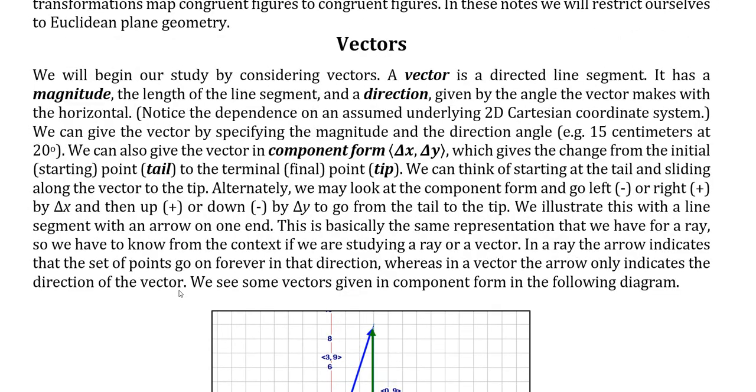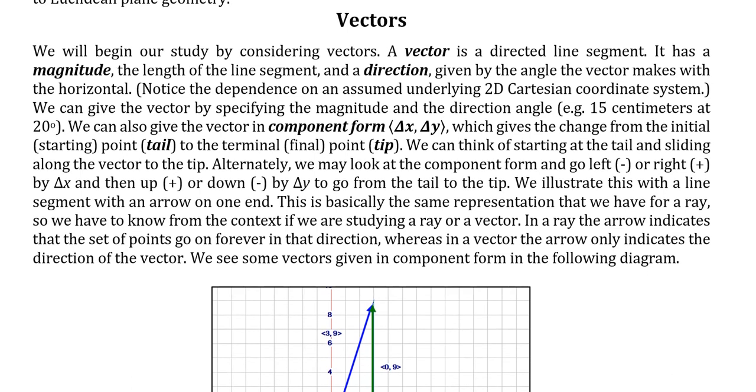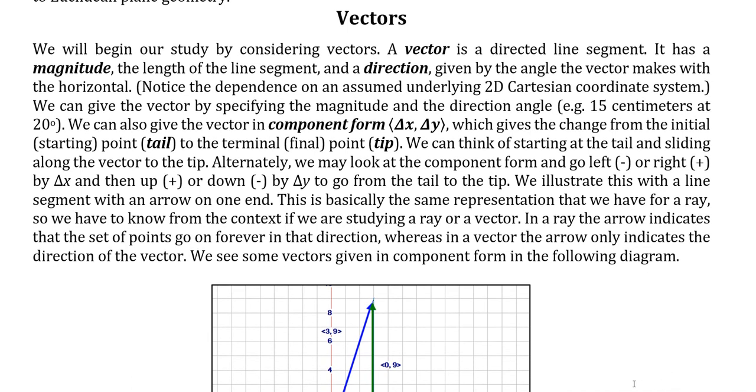The first concept we want to introduce is the idea of a vector. So what is a vector? Well, for our purposes right now, a vector is a directed line segment. It has a magnitude, the length of the line segment, and a direction given by the angle the vector makes with the horizontal. Notice that this is dependent on an assumed underlying 2D Cartesian coordinate system.